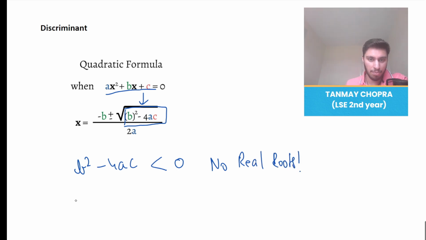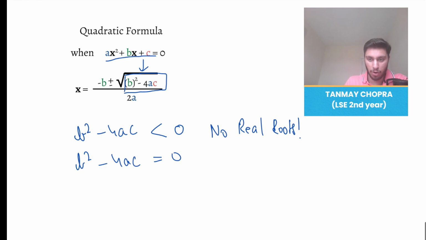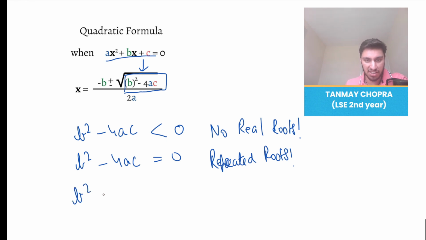If b squared minus 4ac is actually equal to 0, I hope you can see my screen, yeah, then there are repeated roots. So let's say a root like 1 would be repeated twice. No unique roots, but 1 repeated root. Repeated roots. But then what will happen if b squared minus 4ac is positive? Then I have 2 real roots.